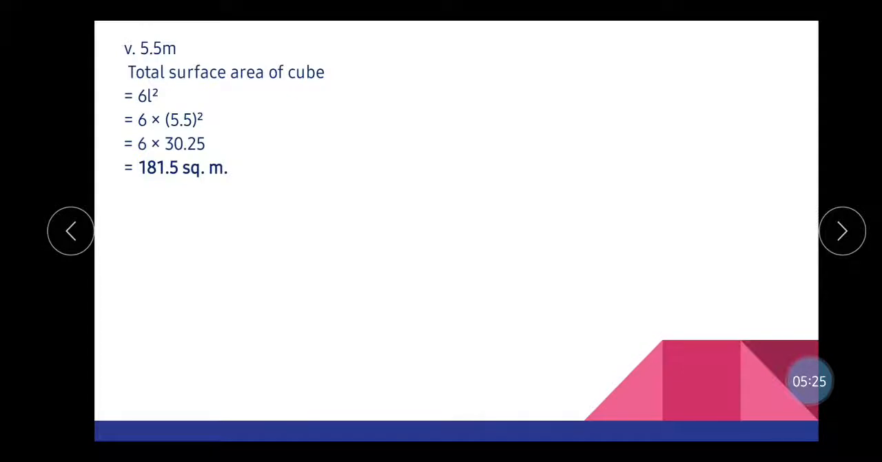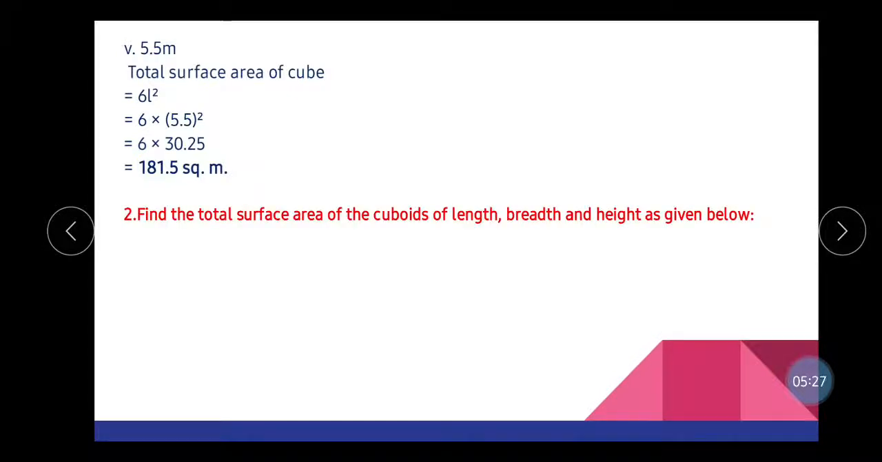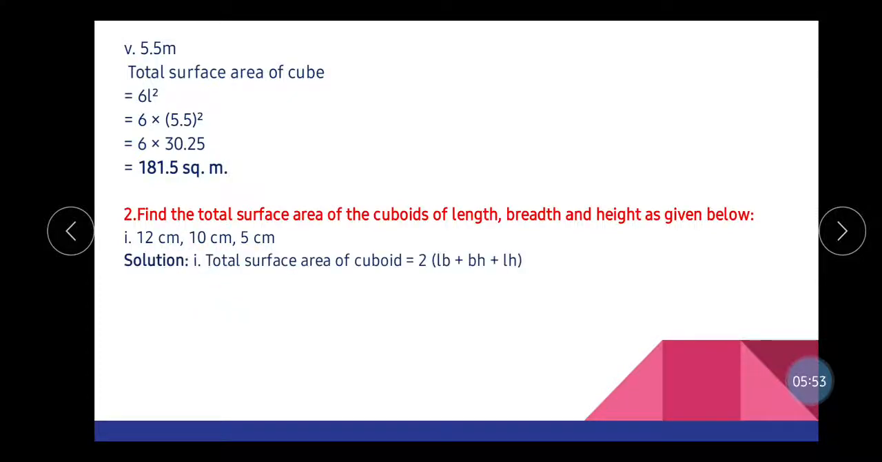Let's start with question 2. Find the total surface area of cuboids. Now the previous question was based on cube. Now here comes the cuboid. Of length, breadth and height are given as below. First one, 12 centimeter, 10 centimeter, 5 centimeter. So here the sequence is given: length, breadth and height. So 12 centimeter is the length, breadth is 10 centimeter and height is 5 centimeter.